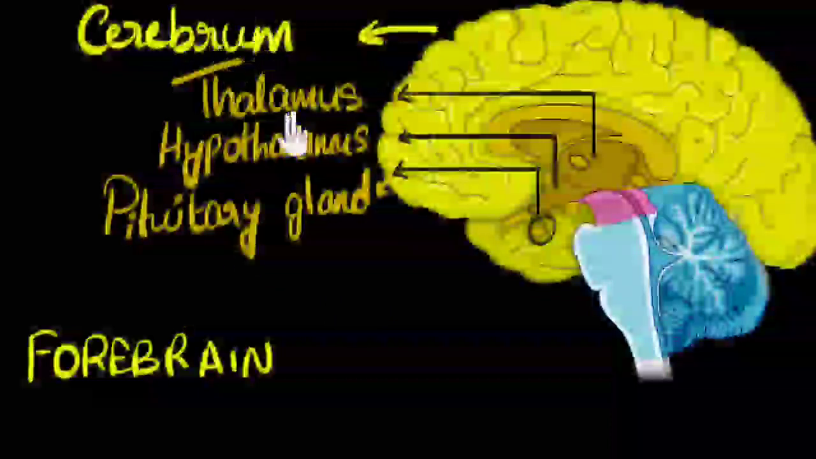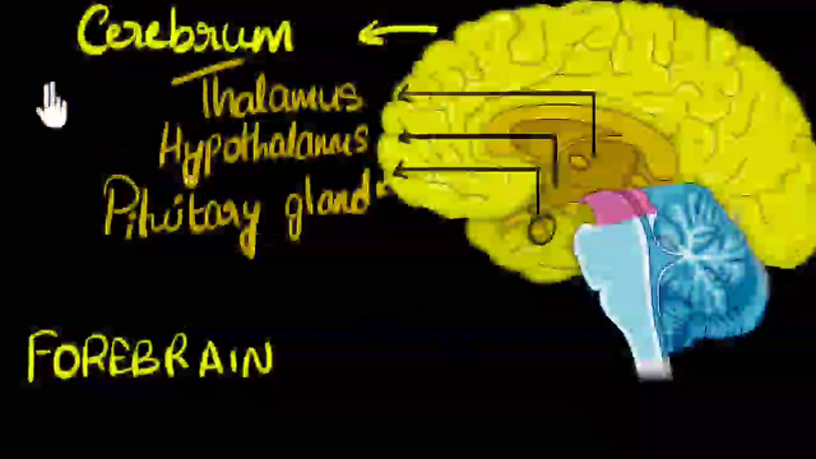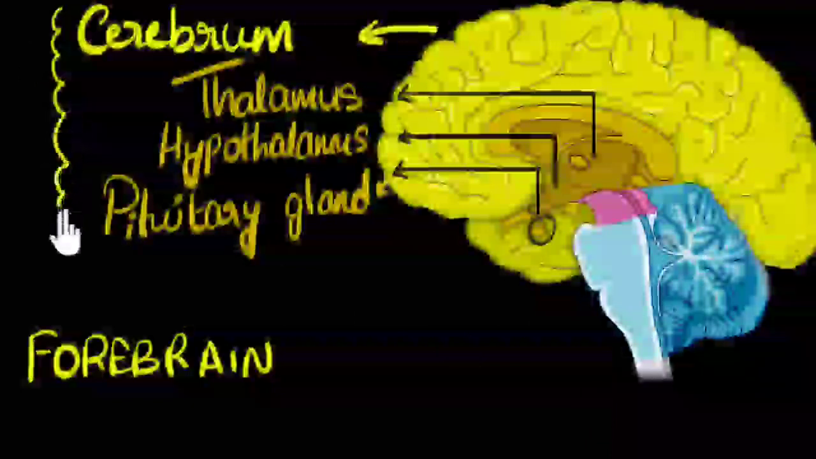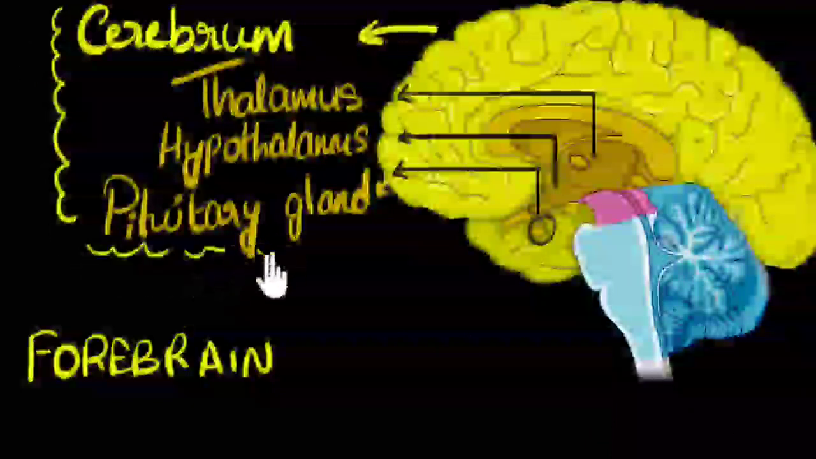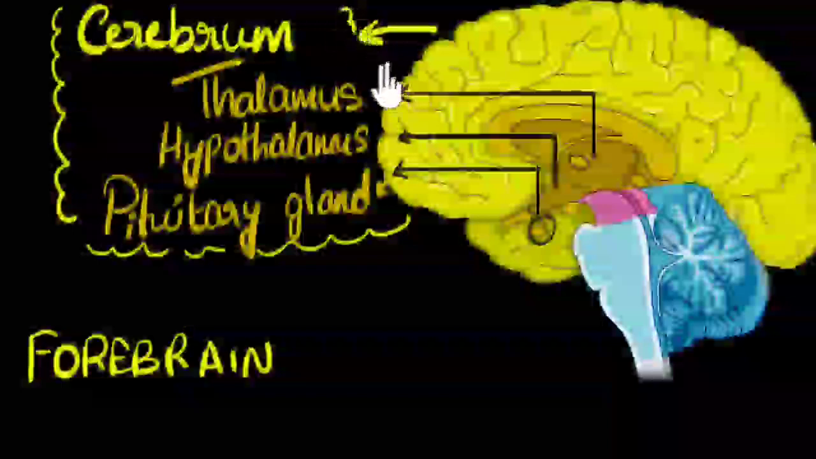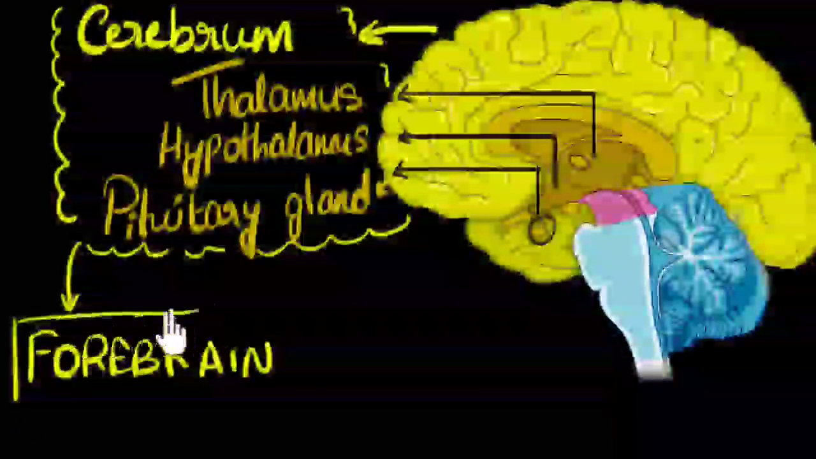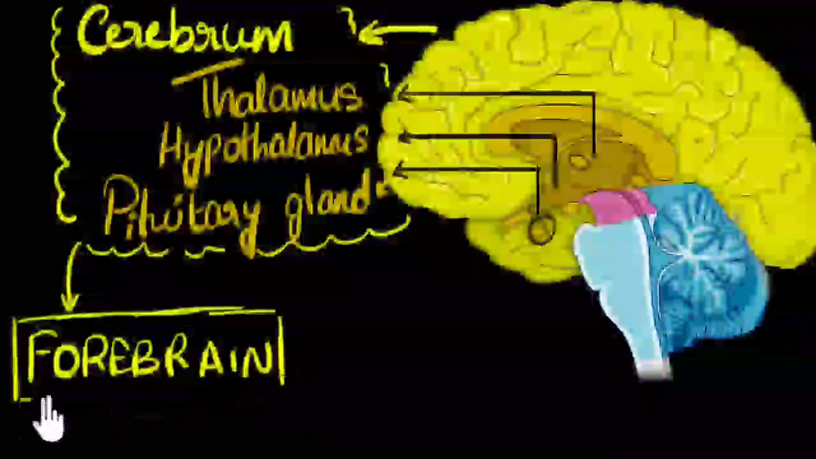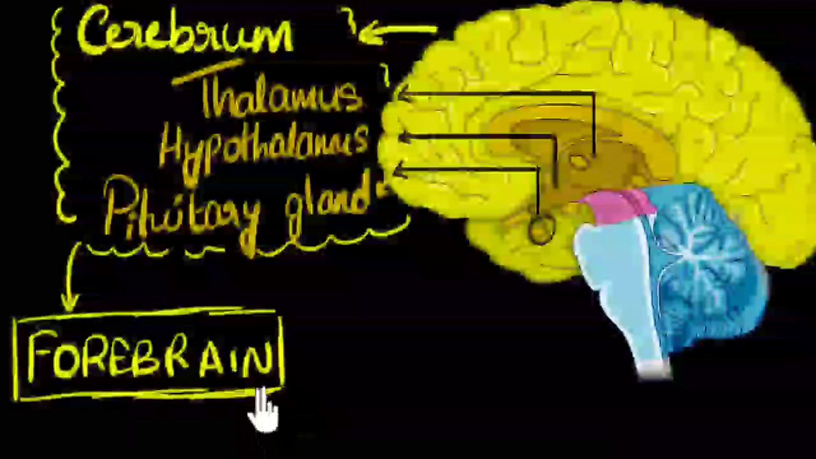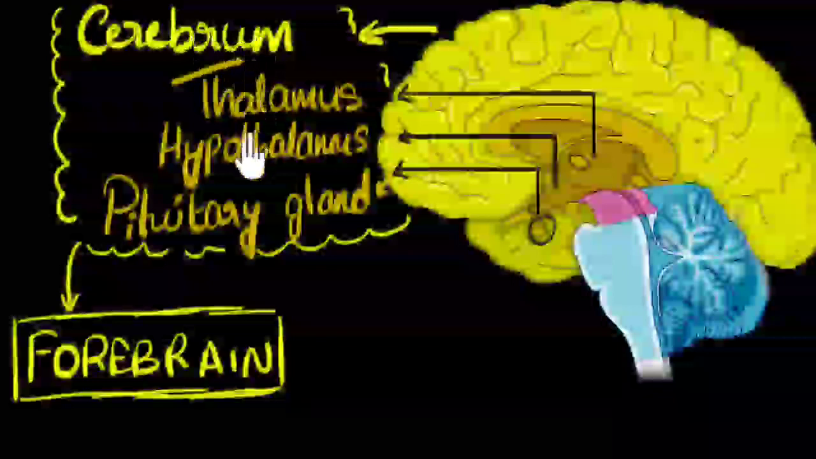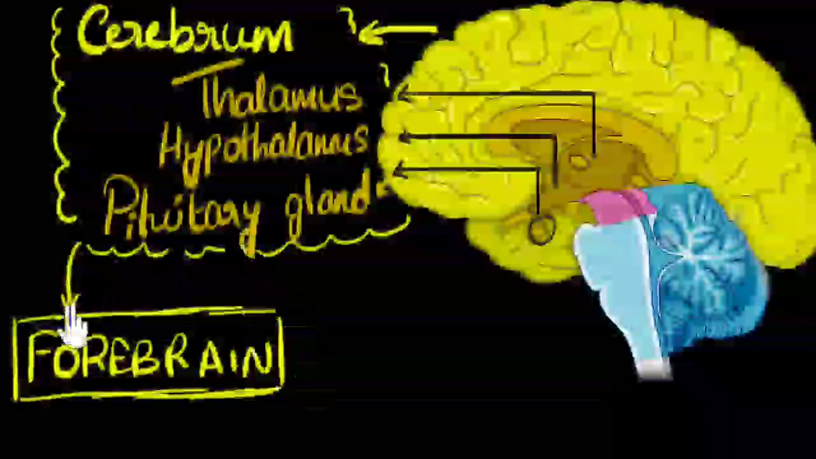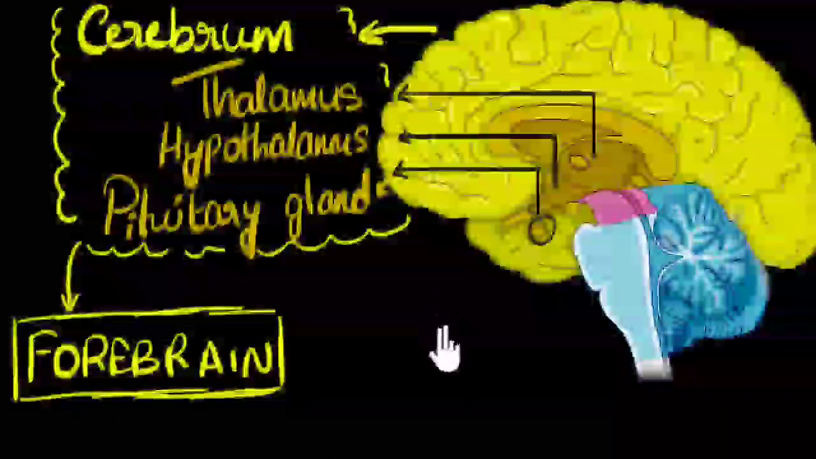So these are the 4 parts of our forebrain. These are the only parts that we'll concentrate on. So let me just put them together. So this is your forebrain parts. All right, so what do they do? What are their functions? We don't have to look at the individual functions. But the forebrain as a whole, what does it do?